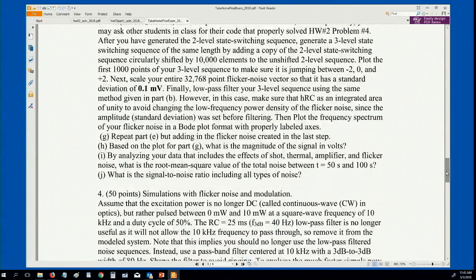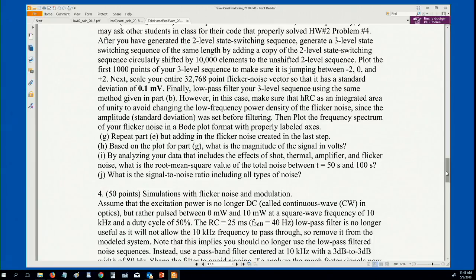Now, once we have these noise things figured out, this flicker noise was the last one we're adding. So we're going to take the previous part E, which should have had shot noise and thermal noise, but now you're going to add in flicker noise. And you're going to give me a time plot to show me what that looks like as a function of time with the noise added in.